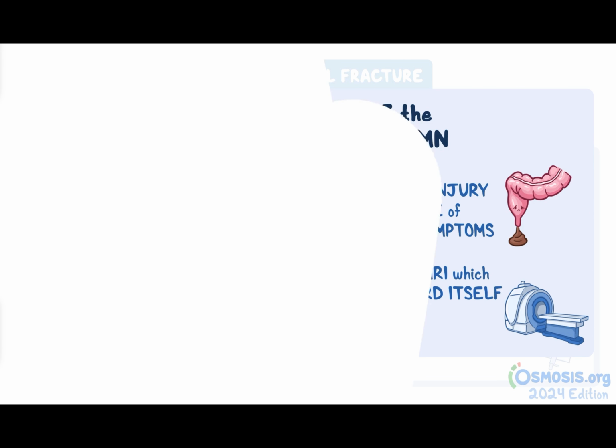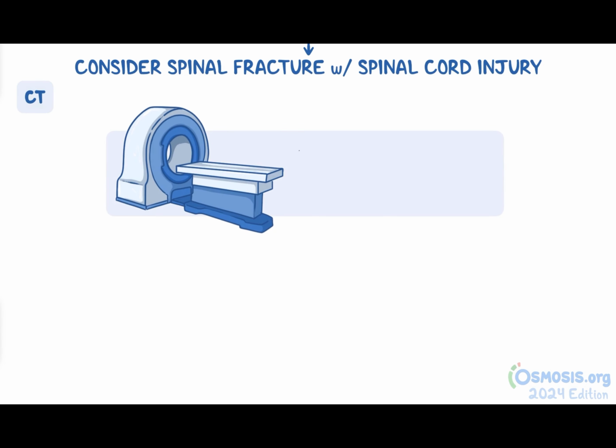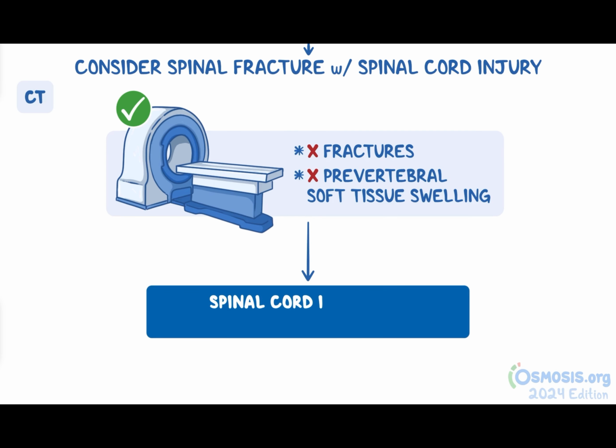Now, let's go back to our CT of the spine and discuss another possibility. If there are no vertebral fractures or prevertebral soft tissue swelling, you should consider a spinal cord injury without radiologic abnormality, or SCIWORA for short.